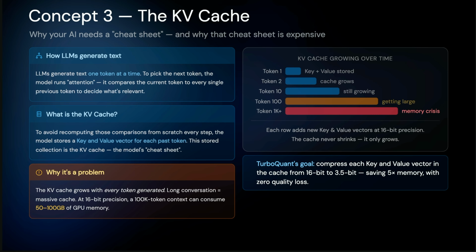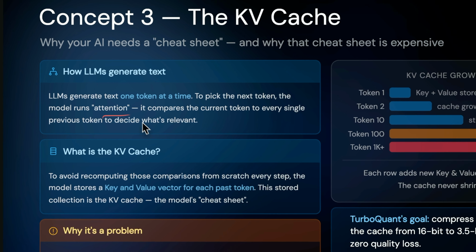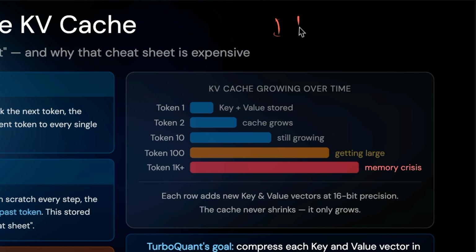So let's understand how LLMs generate text, right? LLMs generate text one token at a time. To pick the next token, the model runs something called attention. It takes the current token and compares it to every single previous token to decide what's relevant. So let's say you said something like, I love dogs, right? And after that you asked many questions, and then after some point of time you ask, what is the animal that I said I liked before, right?